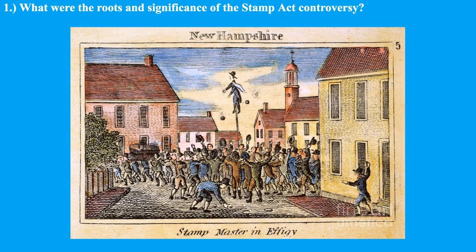However, along with that repeal, Parliament will pass what's called the Declaratory Act, in which Parliament declares that they have the right to make laws for the colonies even if those colonies don't have a seat in Parliament.